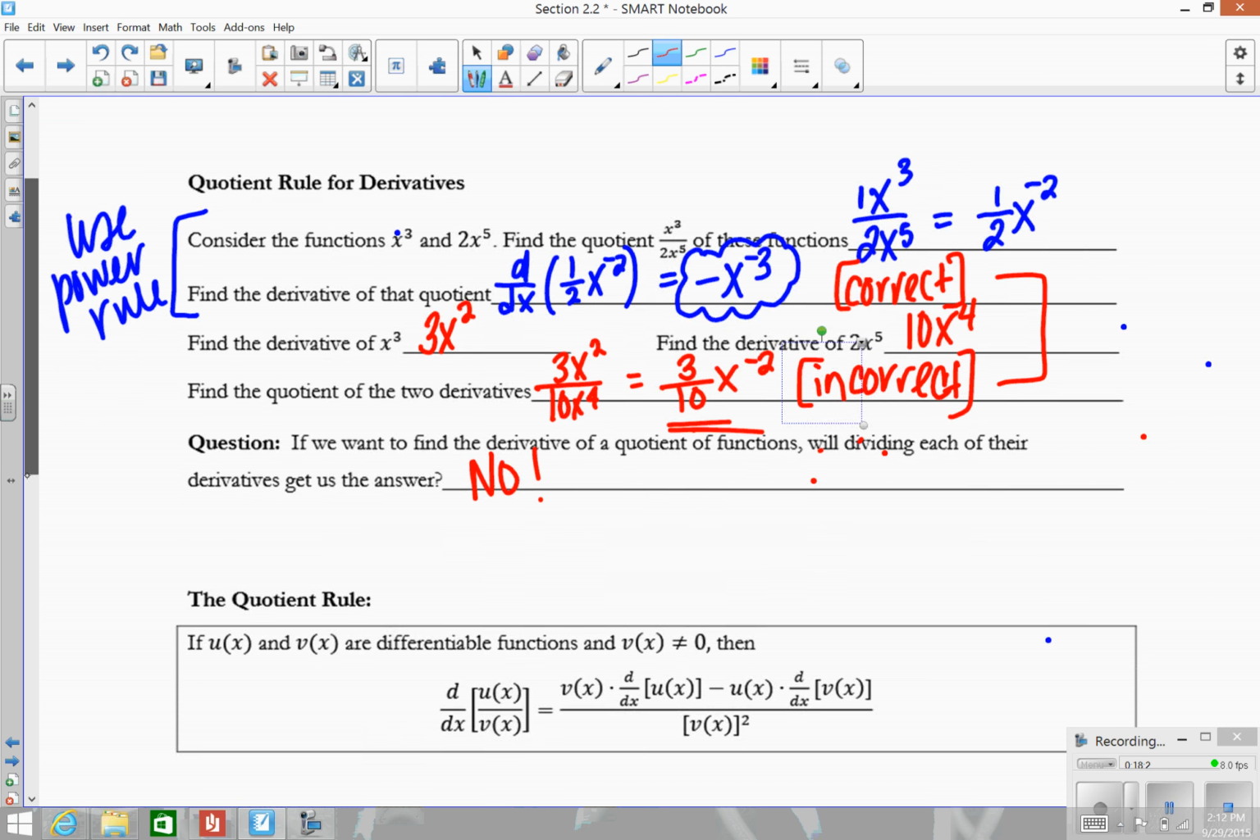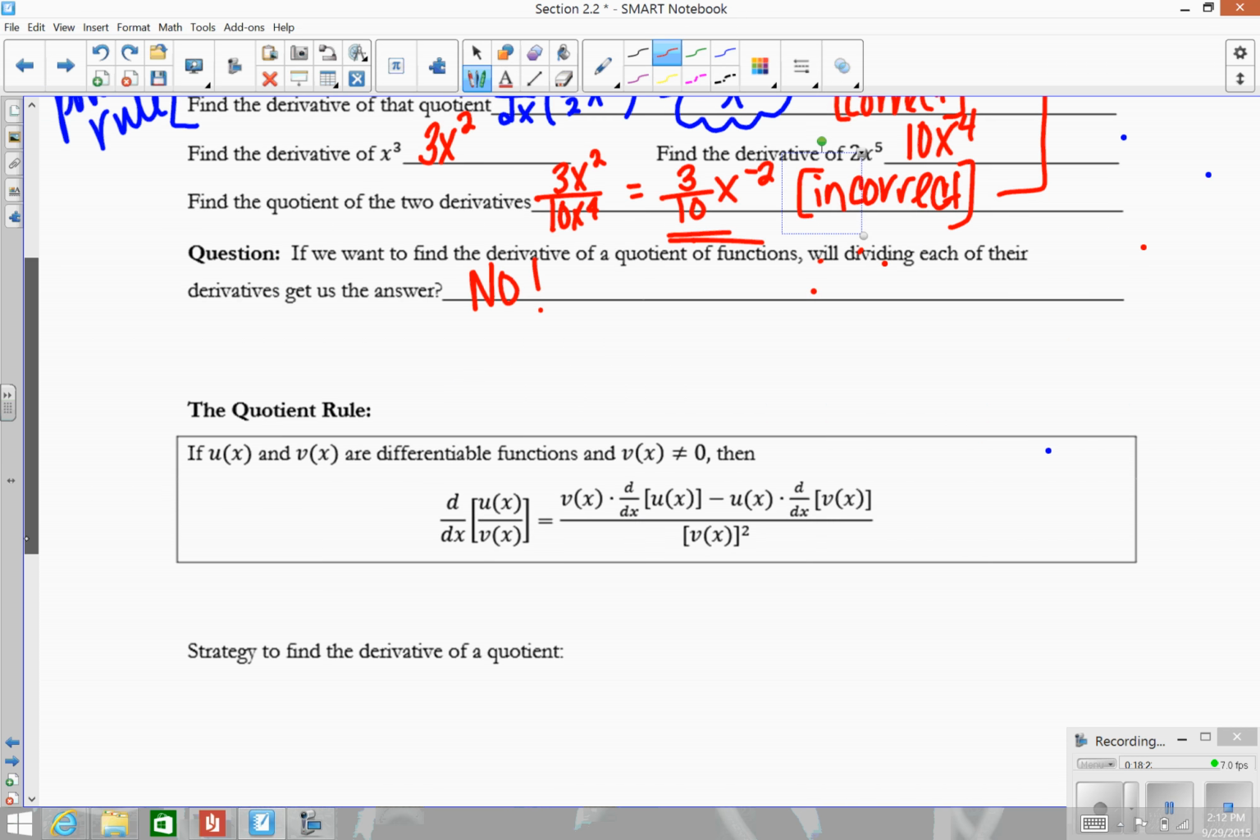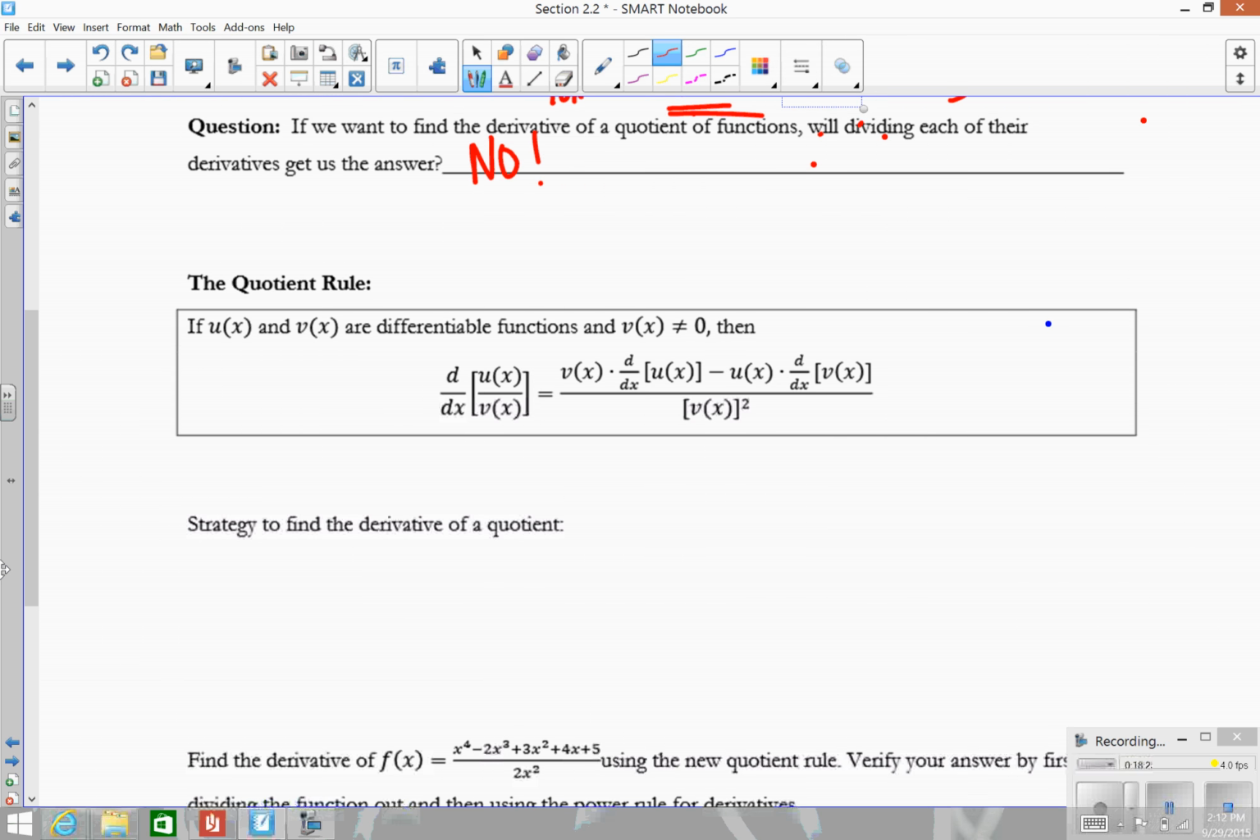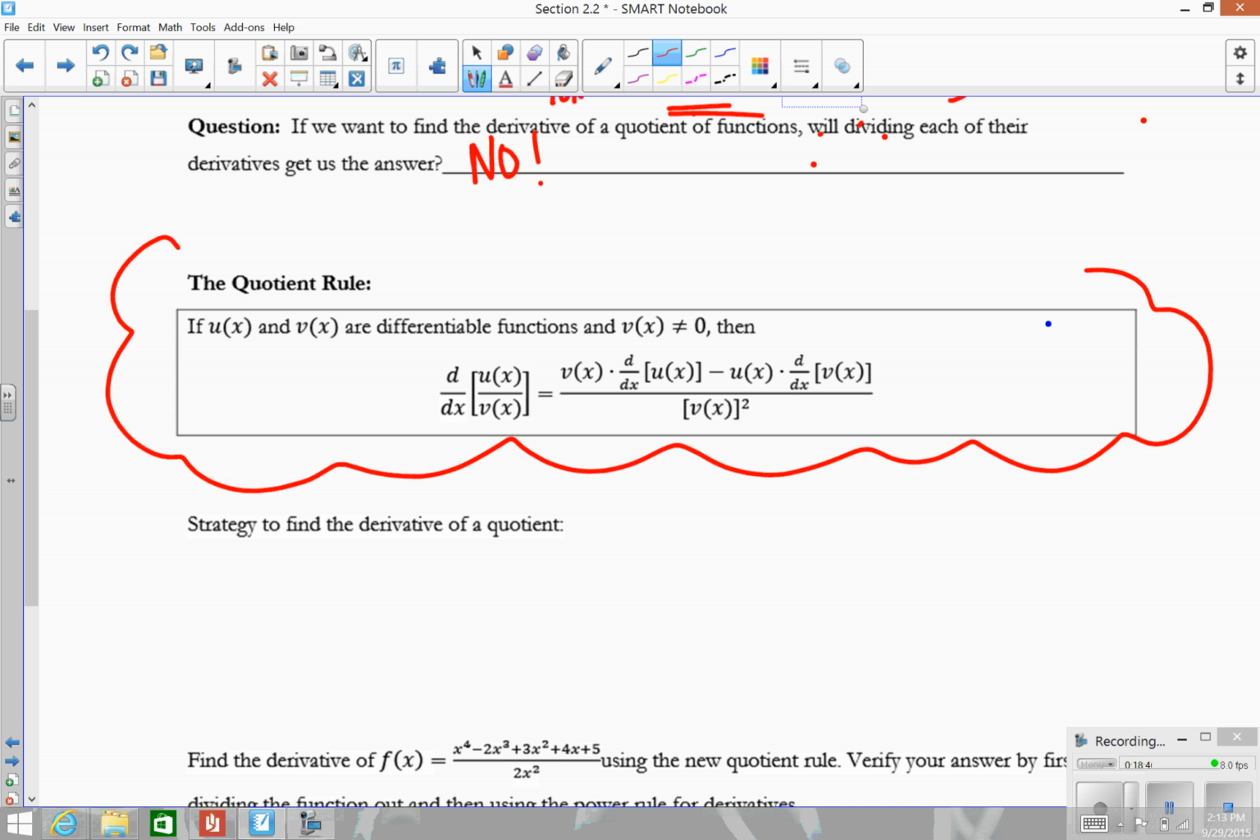So the way to actually go about finding the derivative of a quotient is the quotient rule. So the quotient rule, basically we're going to split it up into our two functions, u and v, and we're going to do the bottom function times the derivative of the top minus the top function times the derivative of the bottom, and then we square the bottom function. So this is a rule that you got to know, and we're going to set it up just like when we did the product rule.